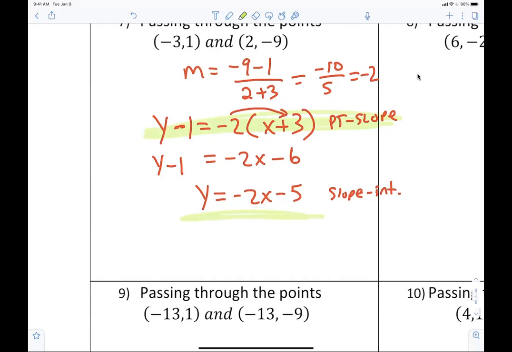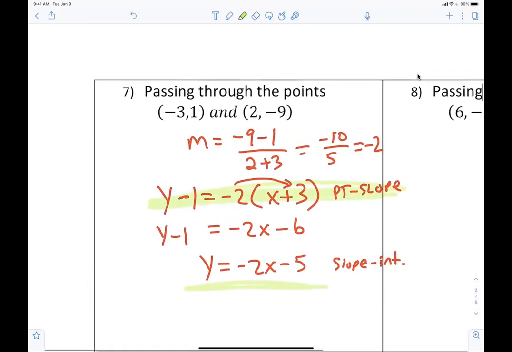Where'd you get the y minus 1? From plugging it into the formula, from y minus y1 equals m times x minus x1. From that form, it's at the top of the page. Point slope form.